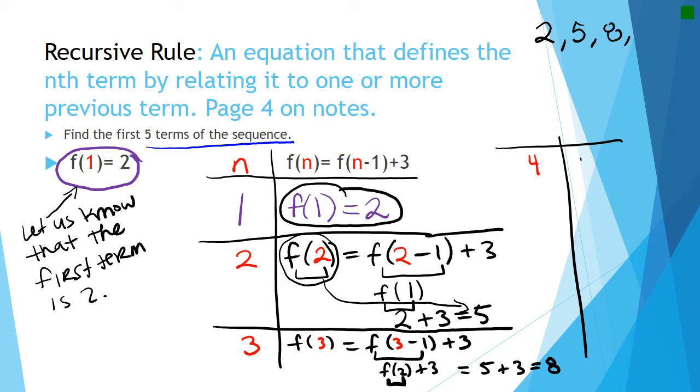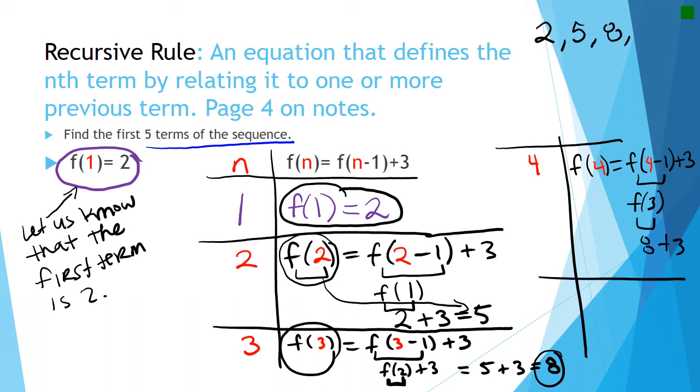For my fourth term, I take f of 4, which is equal to f of n minus 1 plus 3. So I'm going to replace this with my fourth term, and I see that f of 4 minus 1 really becomes f of 3, because 4 minus 1 is 3. And I look back here and I realize that my third term is 8, so I can replace this with 8 and add 3. And 8 plus 3 is 11. So my last term in this sequence, or my fourth term in this sequence, is 11.